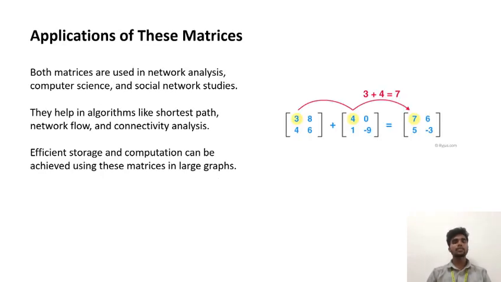Applications of these matrices. Both matrices are used in network analysis, computer science, and social network studies. They help in algorithms like shortest path, network flow, and connectivity analysis. Efficient storage and computation can be achieved using these matrices in large graphs.